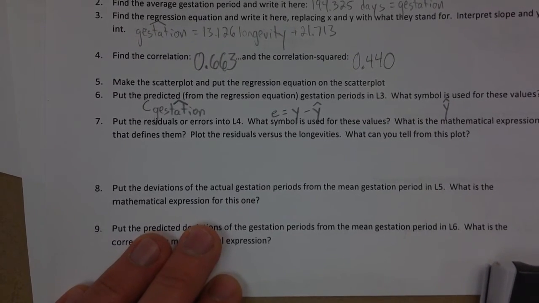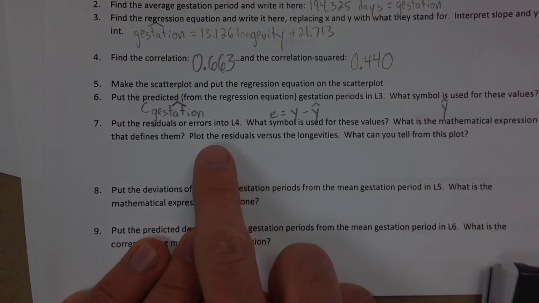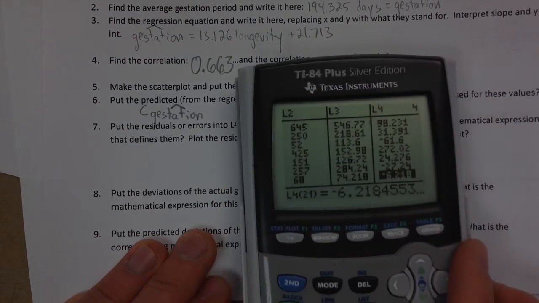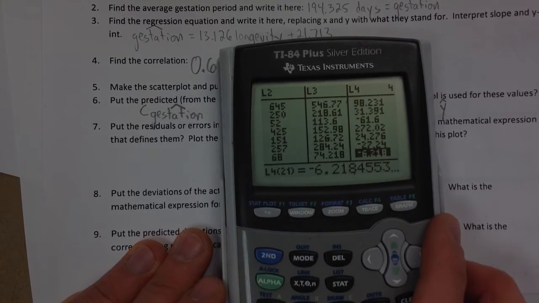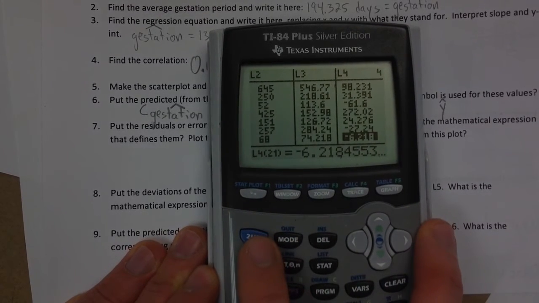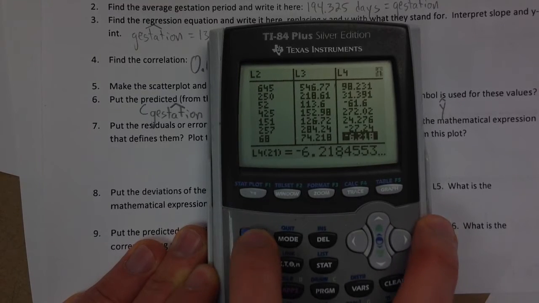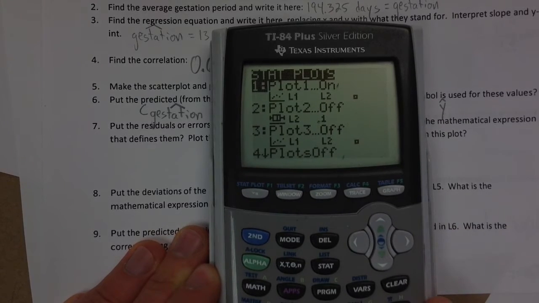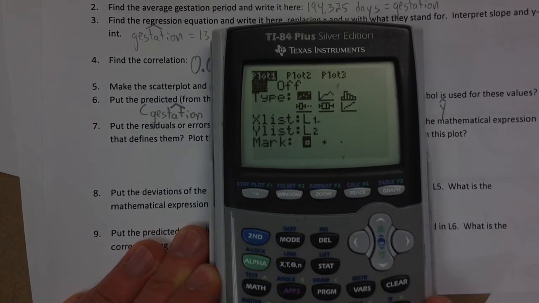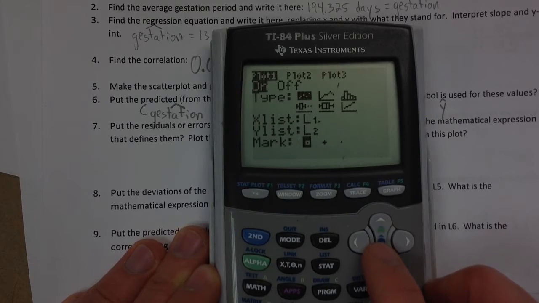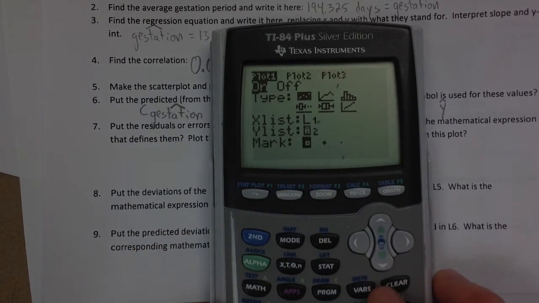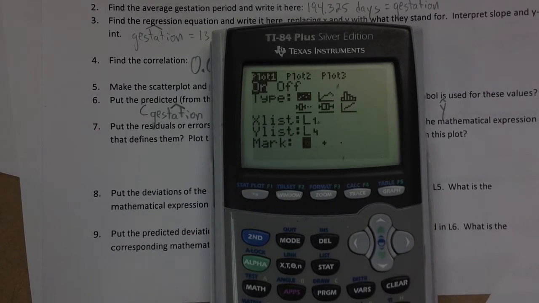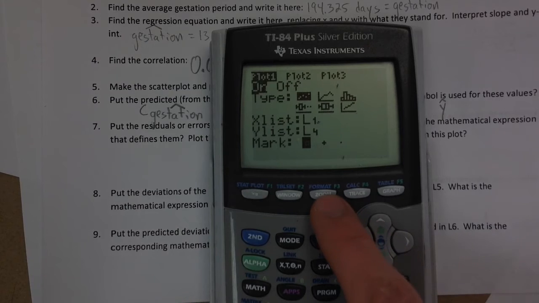Next thing I asked you to do, and I saw Ethan get, which was fantastic, plot the residuals versus the longevities. Well, your residuals are in L4. Your longevities are in L1. So this is pretty simple. All you got to do is go to your stat plot, second y equals, go into number 1, and change the y list to L4. That's it. Just one change. And then zoom 9.